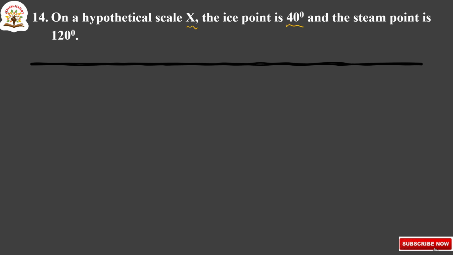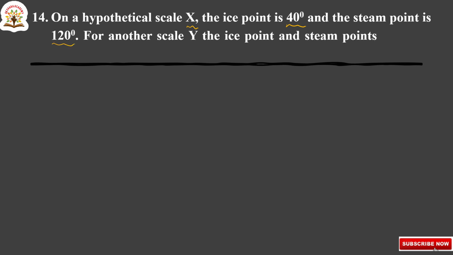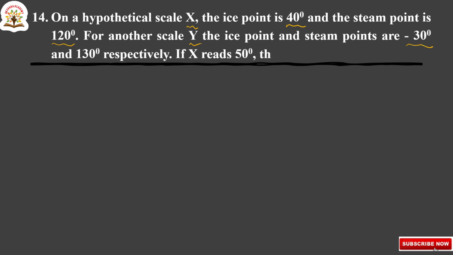On a hypothetical scale X, the ice point is 40 degrees and the steam point is 120 degrees. For another scale Y, the ice point and steam point are minus 30 degrees and 130 degrees respectively. If X reads 50 degrees, what is the reading of Y? Here we have to calculate the reading of Y.